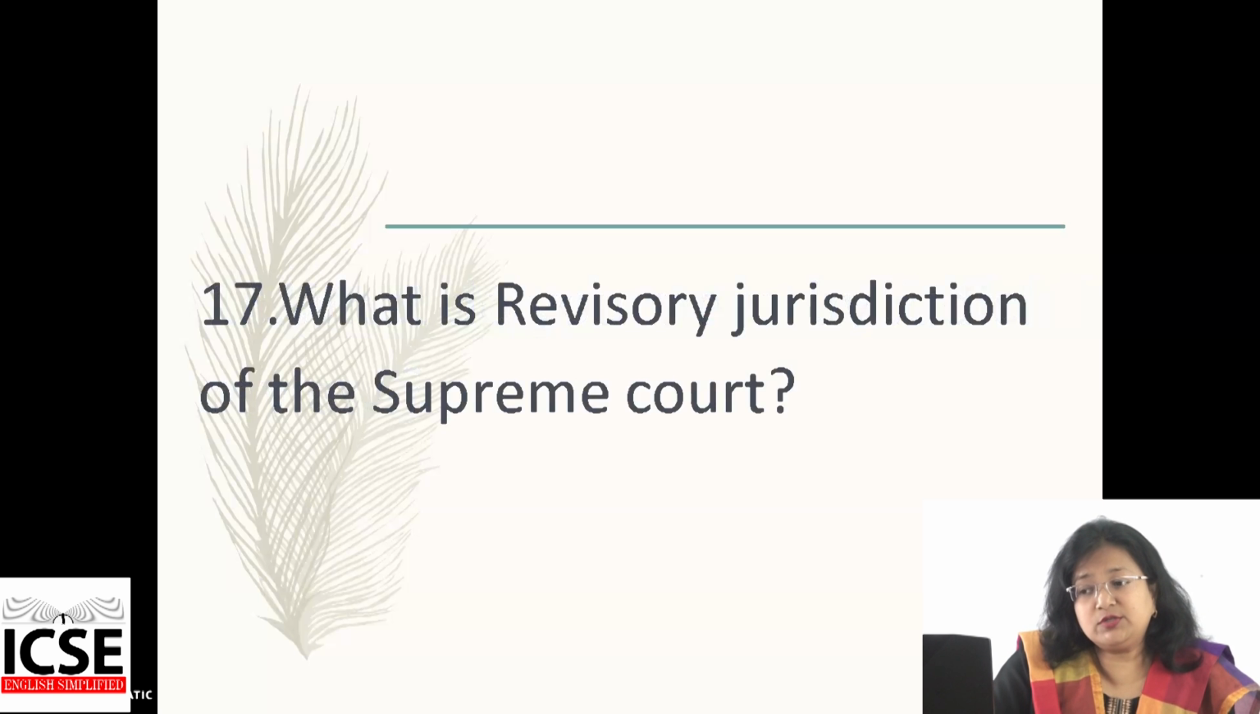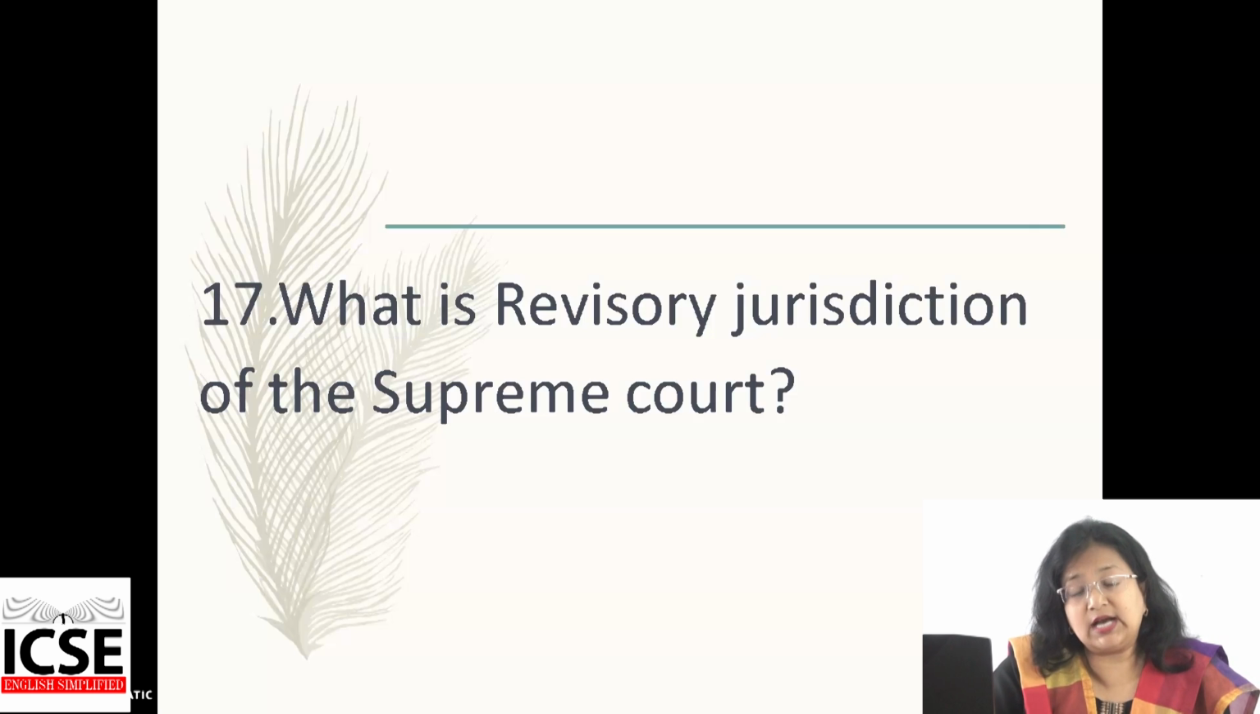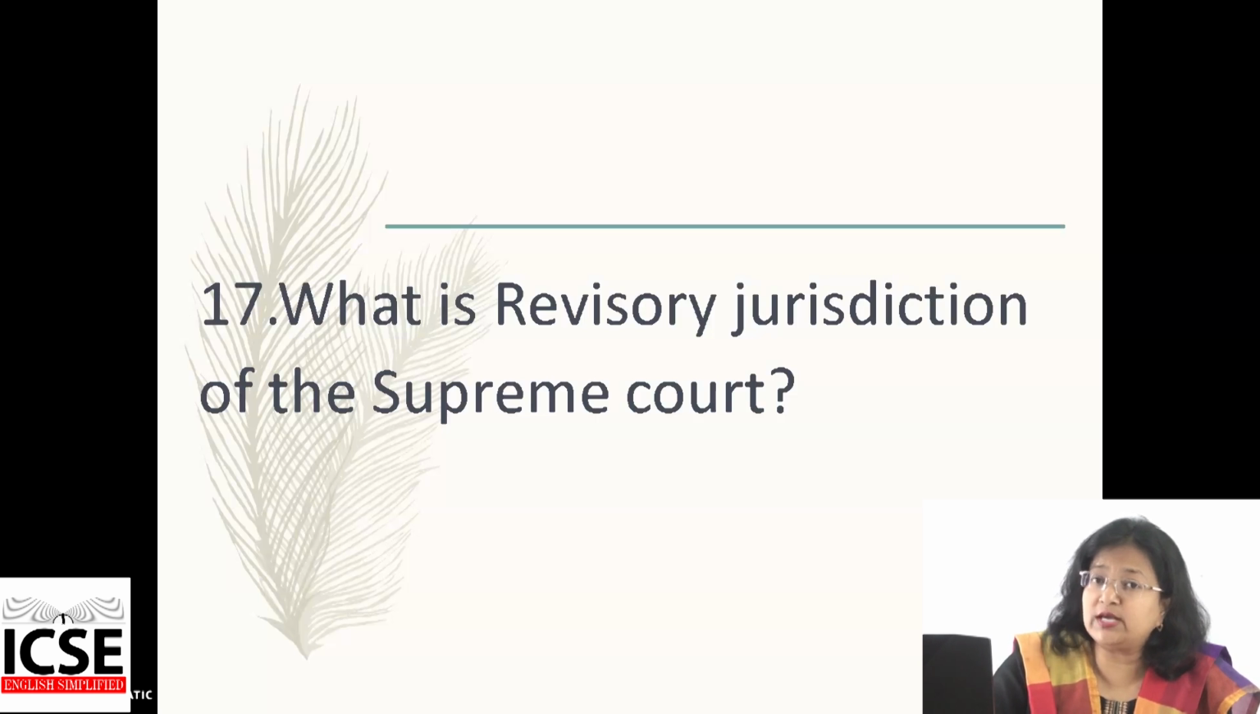What is revisory jurisdiction of the Supreme Court? This means the Supreme Court can review its own judgments. Because the Supreme Court is a court of record, it cannot allow errors to continue indefinitely, and hence it needs to review the judgments. Also, this is based on the understanding that human judgment is fallible. We can make a mistake, and hence we cannot allow those errors to continue. So that is revisory jurisdiction. Do not get confused between judicial review and revisory jurisdiction.